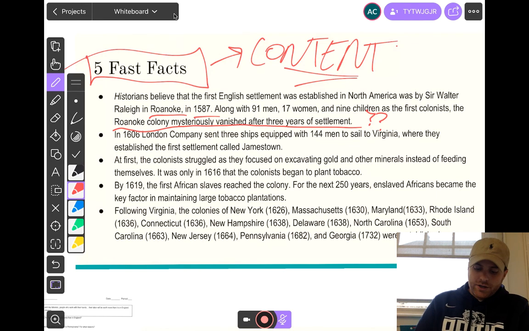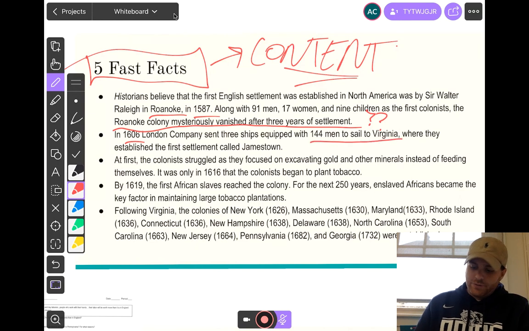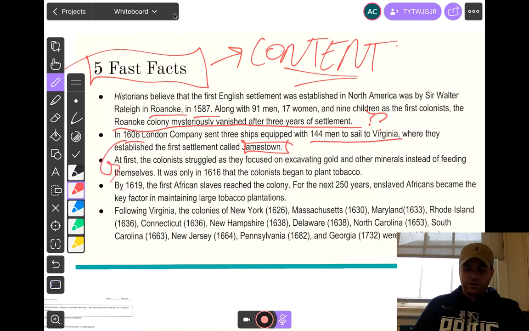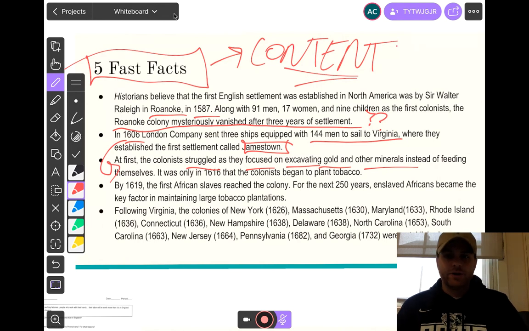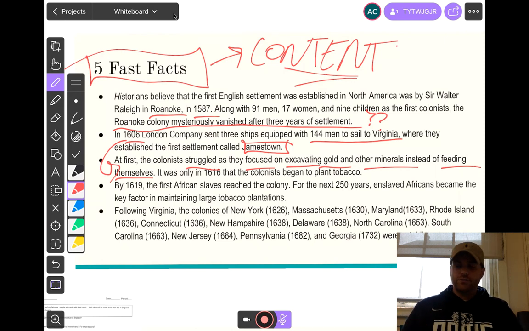About 20 years later, there's a second attempt in 1606 by the London Company that sends 144 men back to Virginia, where they create the first long-lasting settlement called Jamestown. There's still a Jamestown, Virginia today. This group really struggles at the beginning, because they come looking for riches. They're trying to find gold and minerals that will make them rich, and they struggle to feed themselves. The first colonists in Jamestown are looking for riches, and they struggle to succeed at making a basic living.